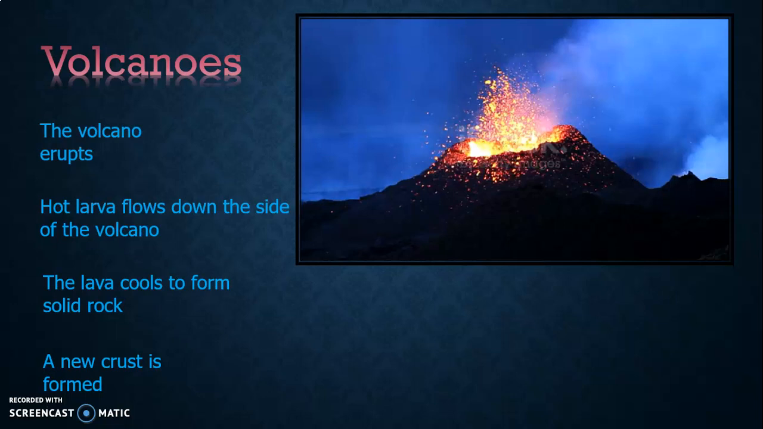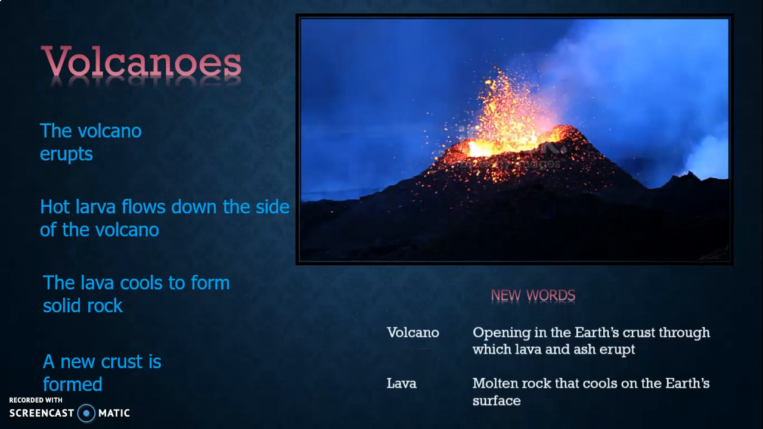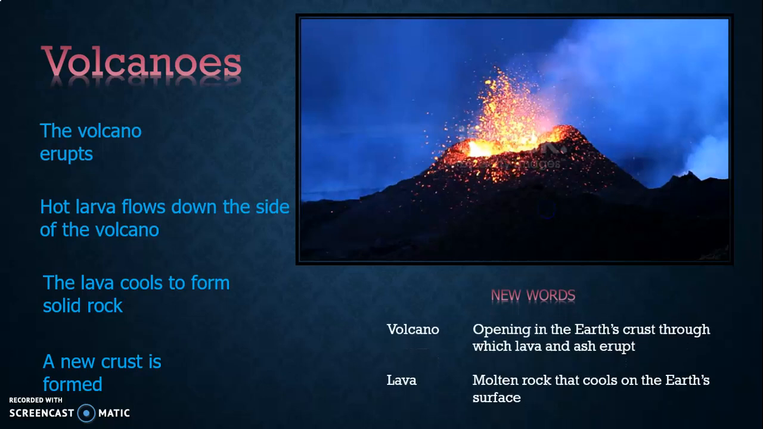Okay, if you're standing on the edge of that volcano, you'll burn to a crisp. So people have recorded this from a distance away, but it's still very, very effective and exciting. The new word that we have in this is volcano. That is the opening of the Earth's crust through which lava and ash erupt. Lava is the molten rock that cools on the Earth's surface.